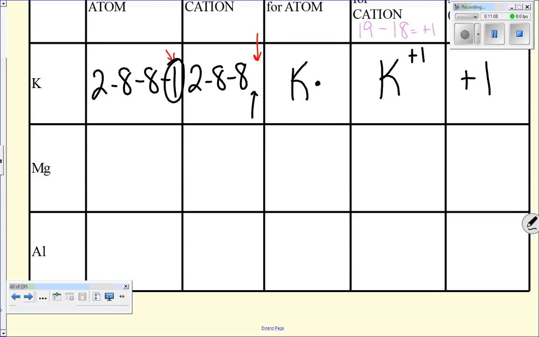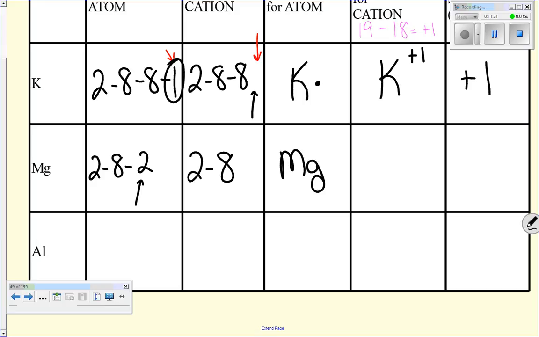So we're going to do 2 more. We're going to do magnesium. We're going to do aluminum. Magnesium is 2, 8, 2. My configuration for my cation, I'm losing those 2 electrons. This is just going to become 2, 8. Now my dot structure for my atom includes those 2 electrons that were in my valence shell there.